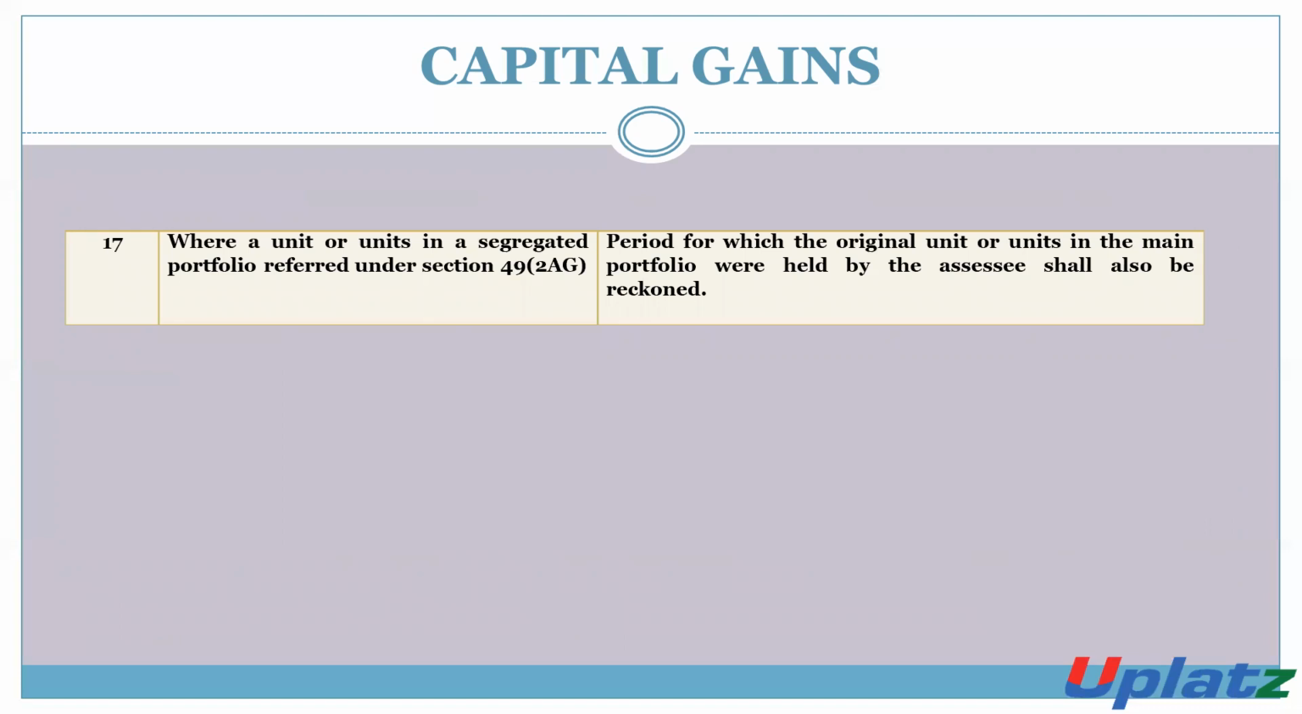Next, where a unit or units in the segregated portfolio referred to under section 49 subsection 2AG, then the period for which the original units and the units in the main portfolio were held by the assessee shall also be included. On the basis of such discussion, we have completed the determination of holding period.